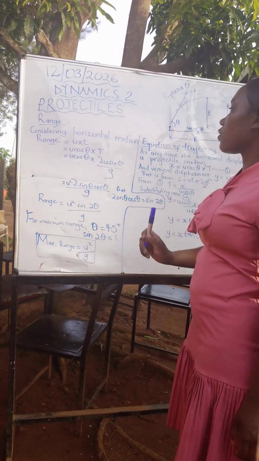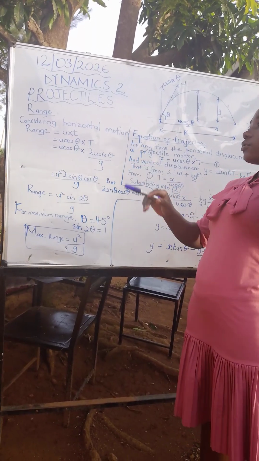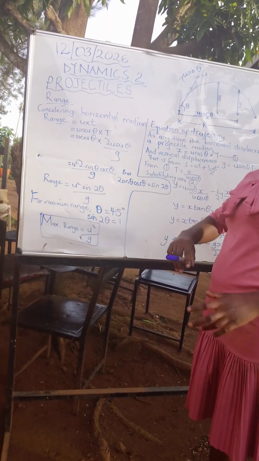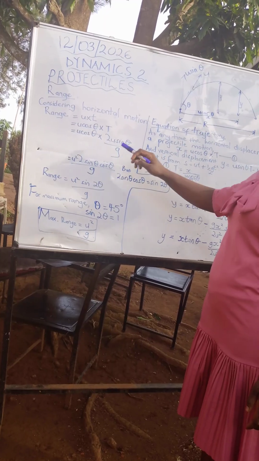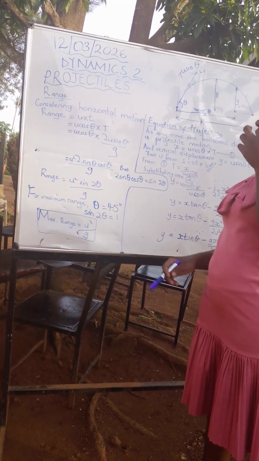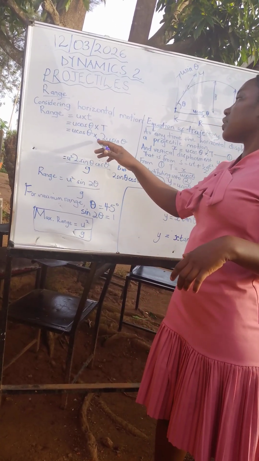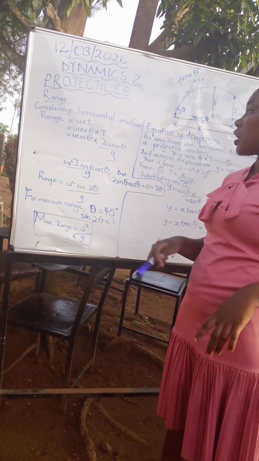Considering horizontal motion, remember range is along the horizontal. Range is velocity times time, and the velocity along the horizontal is u cos theta, times the time of flight. And so we have u cos theta times 2u sine theta over g. Remember we derived the time of flight already.